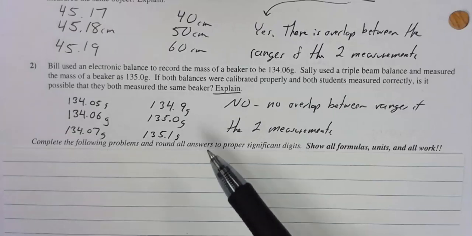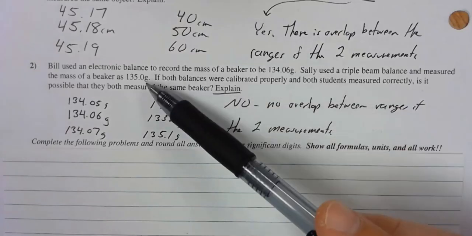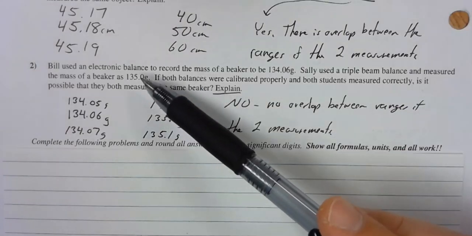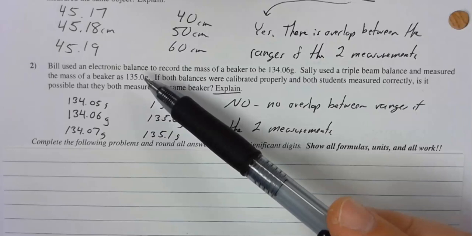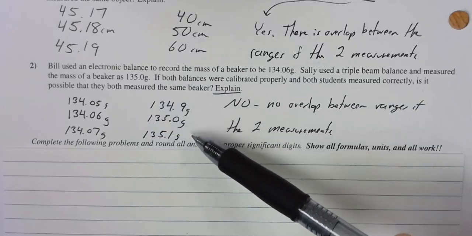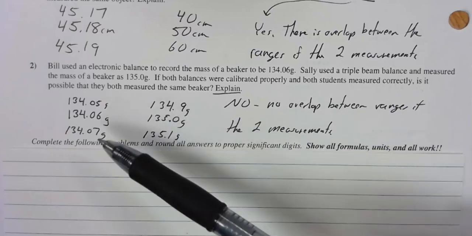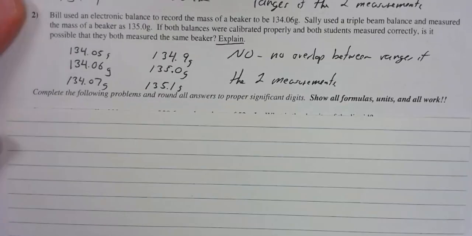And then my other measurement was 135.0. That 0 is significant because there's a decimal place there. So this number has 4 sig figs, and that 0 is one of them. So it could be plus or minus 0.1 in either direction. So you're looking at 134.9 all the way through 135.1. If you look at those two ranges, there's no overlap, so it's not possible that we had the same object. So it can't be that same beaker. All right, moving on.